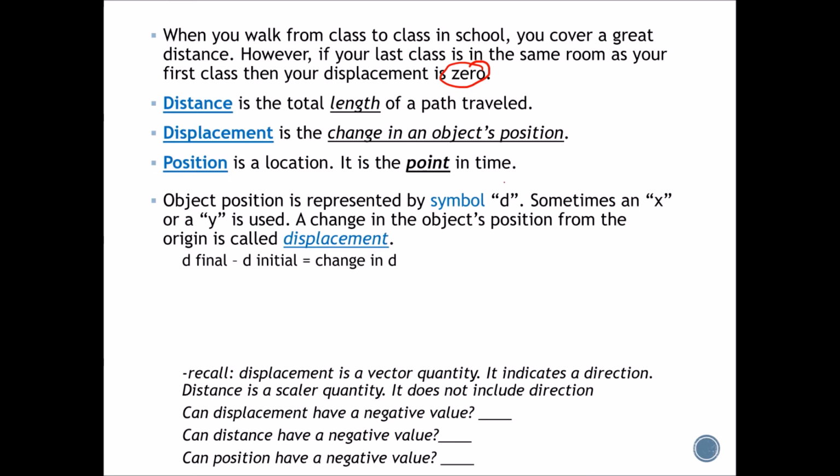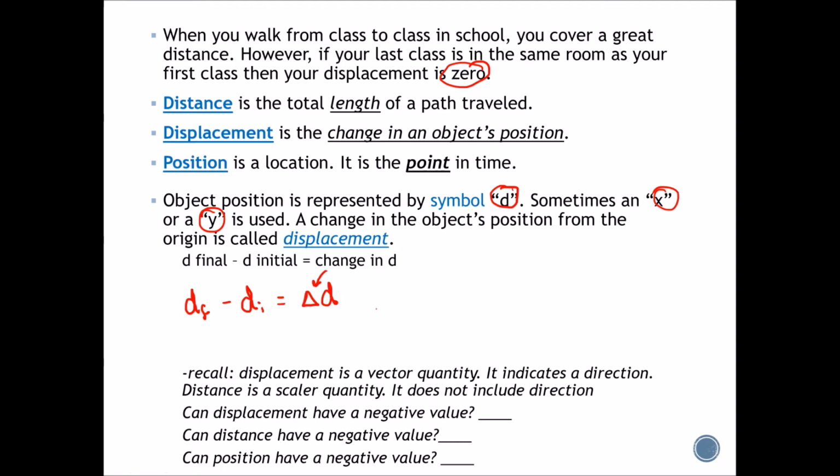Now, to represent position, we use the symbol d for displacement. Sometimes you'll see it indicated as an x horizontally or as a y vertically for the change in position. Now, the change itself is displacement. We write this as final position, d_f, minus initial position, d_i, equals a change in position, delta d. So delta, this triangle Greek symbol, means change. That means you subtract final minus initial, whatever it is.